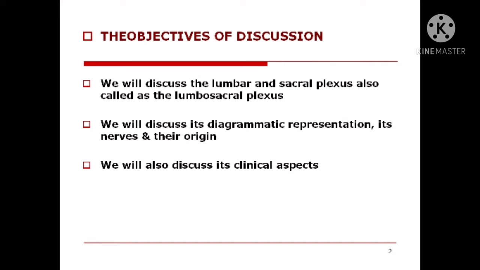The objectives of discussion will be to know the lumbar and the sacral plexus. The lumbosacral plexus, jointly we also call it. Why? Because the lumbar plexus and the sacral plexus are joined by a trunk that is called the lumbosacral trunk, that is arising from the lumbar fourth segment. We will also discuss its diagrammatic representation and its nerves and the origin of the nerves. We will also discuss its clinical aspect as well.